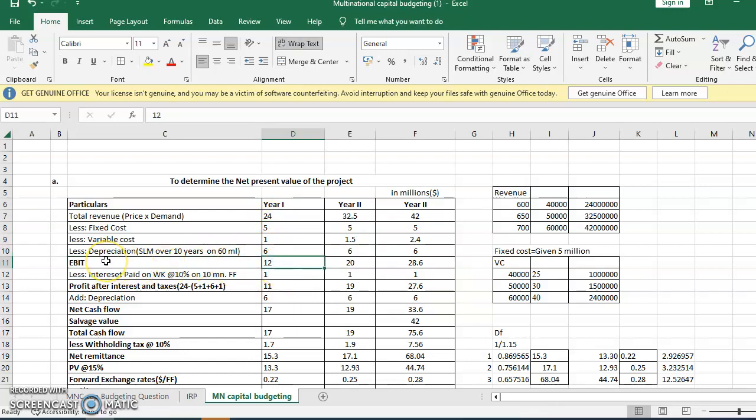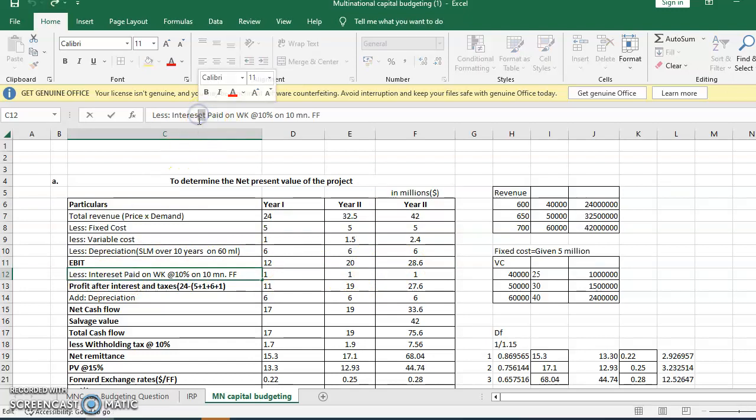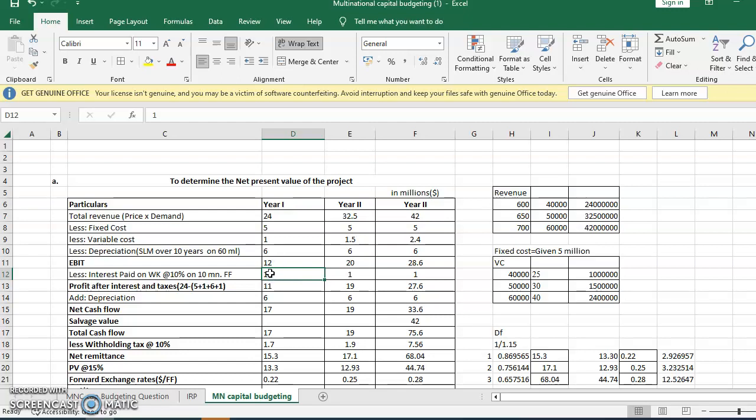EBIT, earnings before interest and tax, is therefore equal to 12, 20 and 28. Less interest paid. Okay, let me change the spelling of interest here. Interest paid on the working capital, the rate of 10% on 10 million is 1. So 10 lakhs into 10% is 1. I've just taken as it is. And interest is a financial expense. Okay. Then we have the profit after interest and taxes.